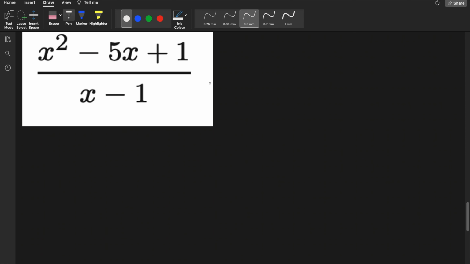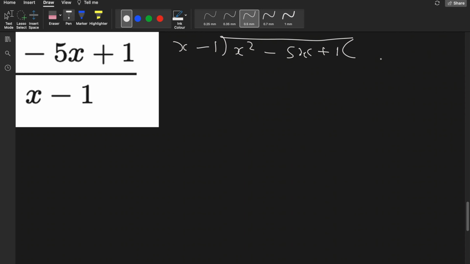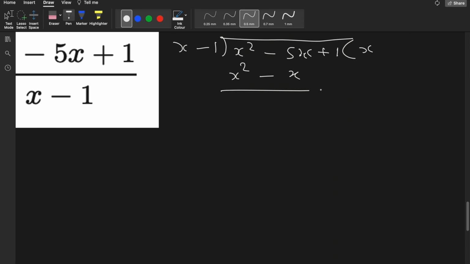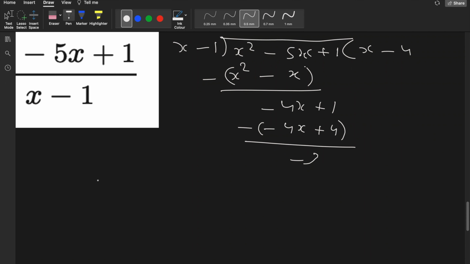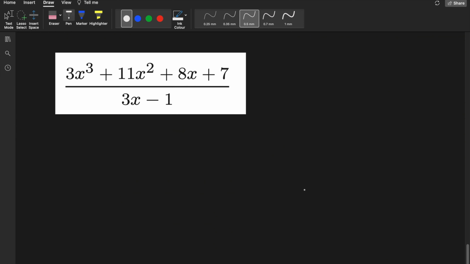Let's work on this example. Try this out with me and I will reveal the answer. This is our final answer. Let's work out the last problem.